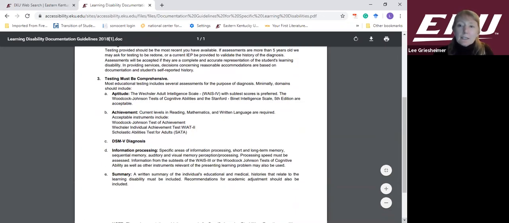It's either called a psychological evaluation or a psychosocial evaluation. It generally includes several achievement tests, and then the diagnosis, which would be specific learning disorder in math or reading, and then a summary with the recommendations.